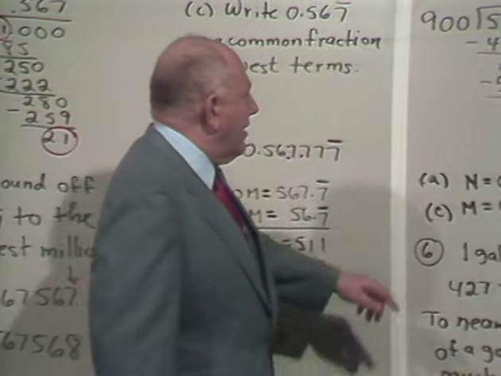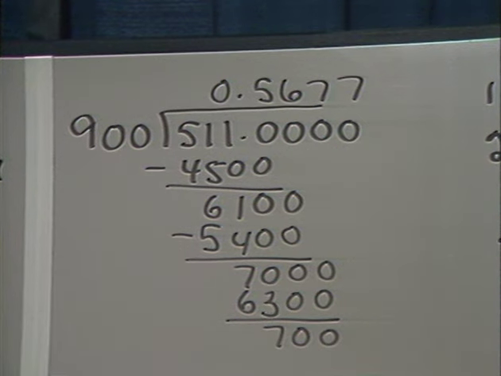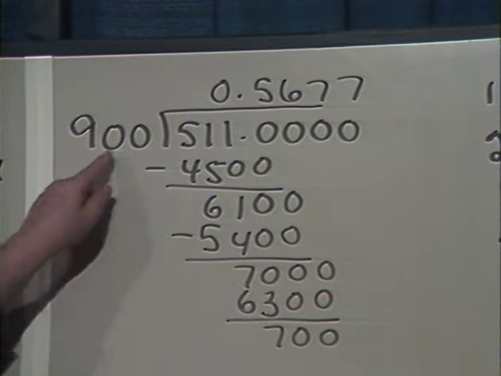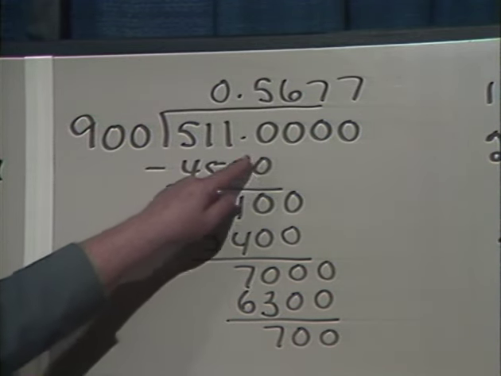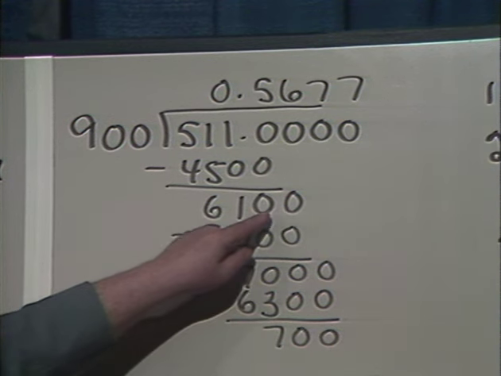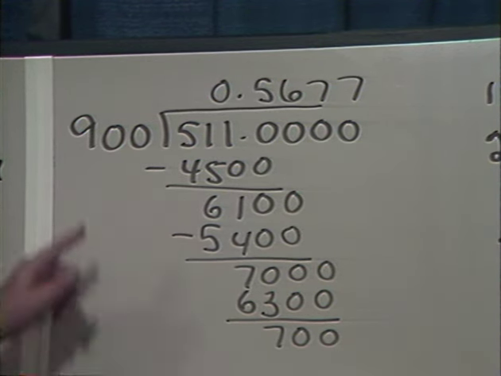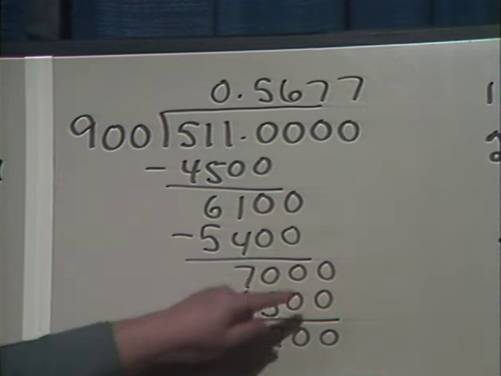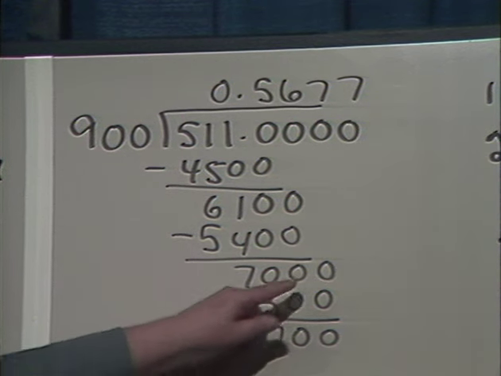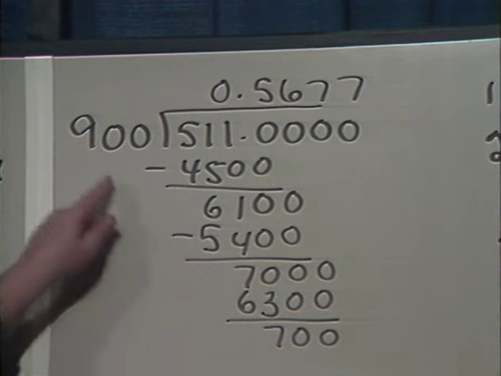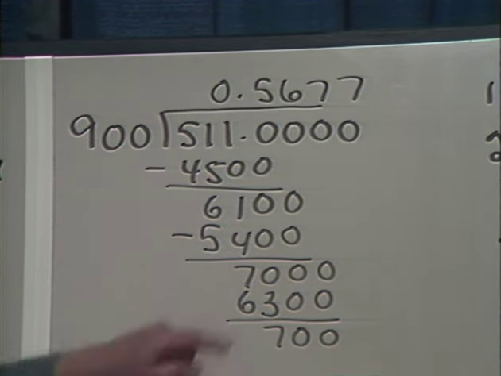And the way we check that is we simply divide 900 into 511. And how do we do that? Put down your zeros over here. 900 goes into 5110 5 times. We subtract 4,500. We get 610. We bring down the 0. 900 goes into 6,100 6 times. That gives us 5,400. We subtract, get 700. Bring down the 0. 900 goes into 7,000 7 times. 900 times 7 is 6,300. We subtract, we get 700.